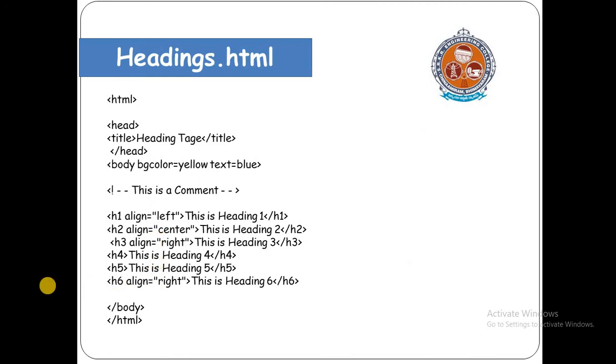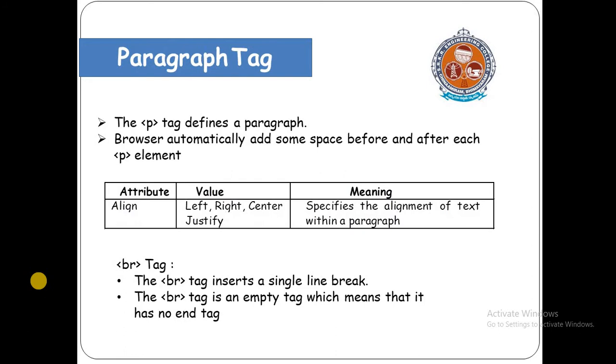See here, I aligned H1 on the left side, H2 in the center, and H3 on the right side. I had not given any properties for H4 and H5. Similarly for H6, I had given a property to align it to the right side. Later I will show this program. Coming to the next tag, the paragraph tag.